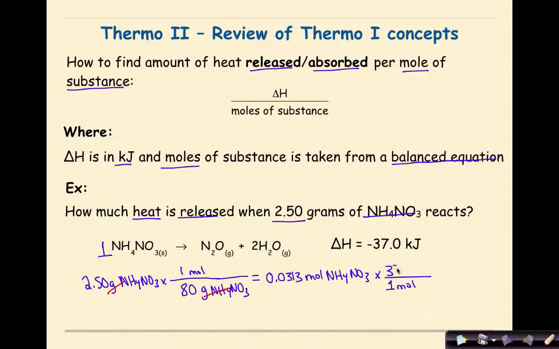So 37.0 kilojoules. So that I'm going to put a negative there because I know it's going to be released. So as I work this out, again, moles cancels moles, I'm going to be left in kilojoules. So when I work this out, and I'm going to do this to 3 significant figures because I look back at my original problem, my given is to 3 significant figures. So this is going to be 1.16 kilojoules of energy. I can put a negative in front of it just to say that 1.16 kilojoules of energy is released out into the surroundings.